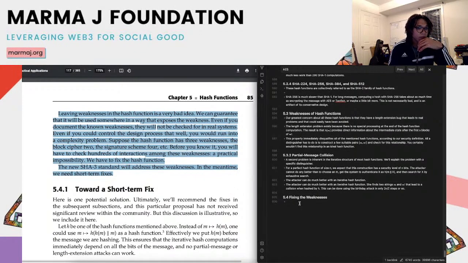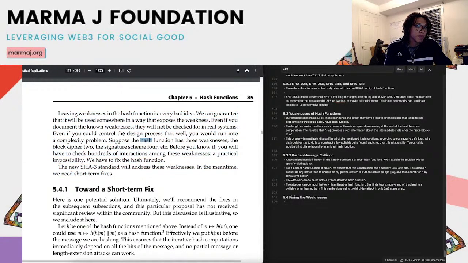Leaving weaknesses in the hash function is a very bad idea. We can guarantee that it will be used somewhere in a way that exposes the weakness. Even if you document the known weaknesses, they will not be checked for in real systems. Even if you could control the design process that well, you would run into a complexity problem. Suppose the hash function has 3 weaknesses, the block cipher 2, the signature scheme 4, etc. Before you know it, you will have to check hundreds of interactions among these weaknesses. A practical impossibility. We have to fix the hash function. The new SHA-3 standard will address these weaknesses. In the meantime, we need short-term fixes.